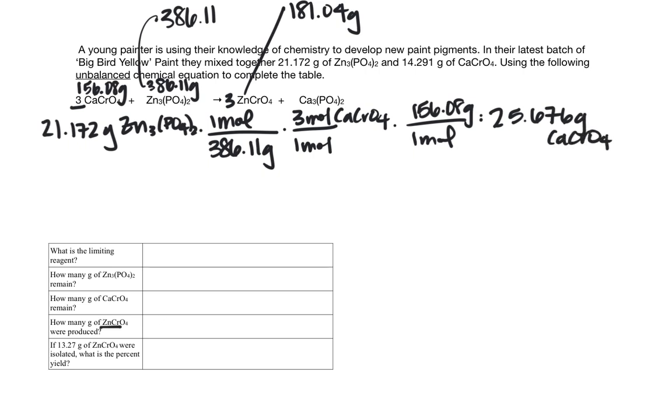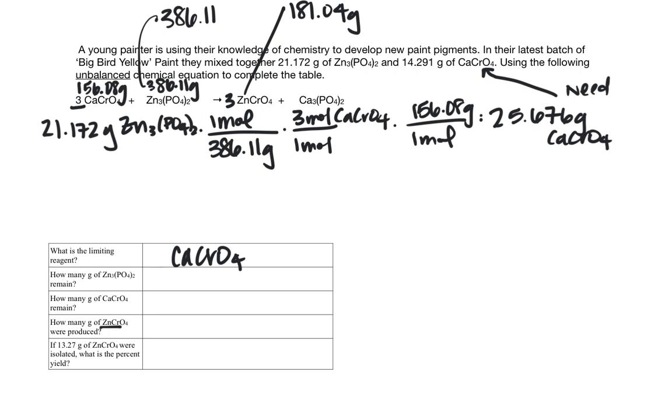So this is what we need, and this is what we have. This right here tells us that we have a limiting reactant, because if this number was less than what we had, then the one we started with would be the limiting reactant. But we need more than we have, therefore calcium chromate is our limiting reactant.